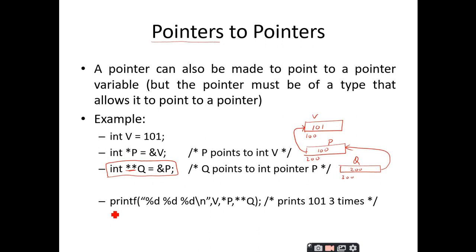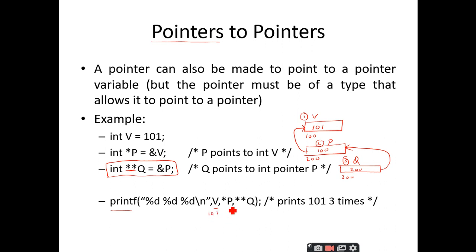Right. Now, I want to print the value 101. So, I can print using three things. Either I can use the direct variable v, or I can use the indirection operator with the pointer p, or I can use the indirection operators with the pointer to pointer q. Right. So, what is v? What is the value of v?